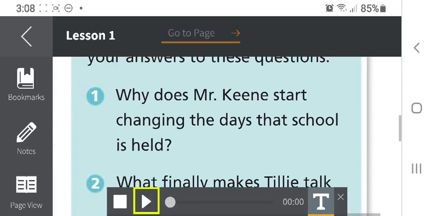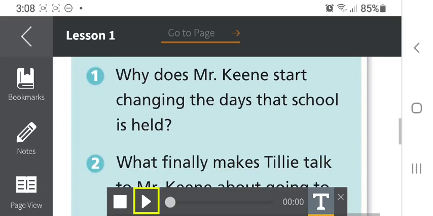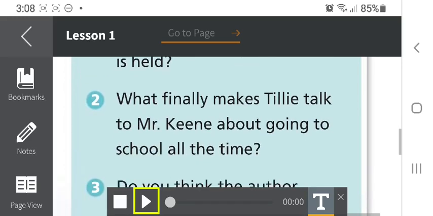Okay, regarding question 1, why does Mr. Keen start changing the days that school is held? Because he was so proud of the children and the learning that was happening inside the school. He said that it was a fine school, fine teachers, and fine students. So he decided to extend the school to include Sundays and Saturdays, which were the weekends, because he wants all the students to learn more things.